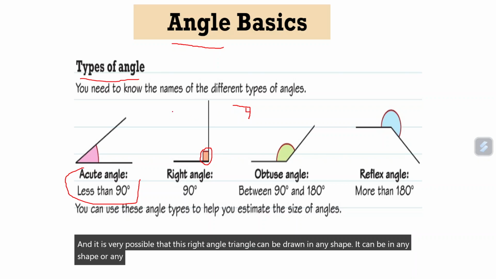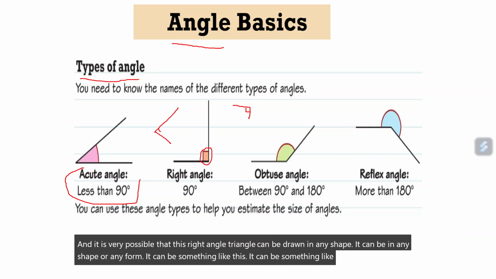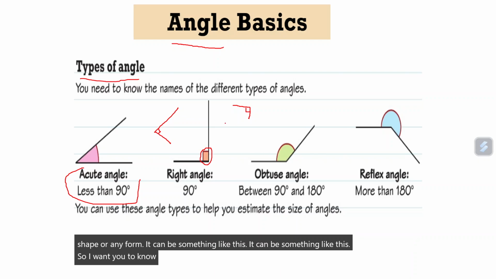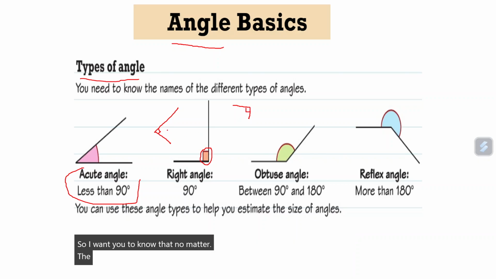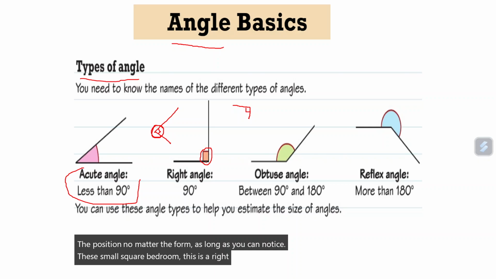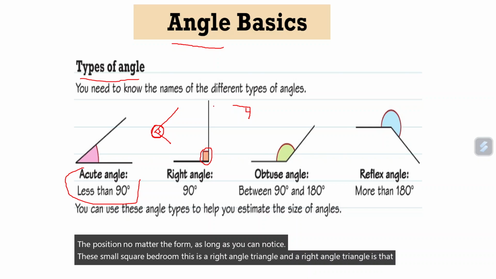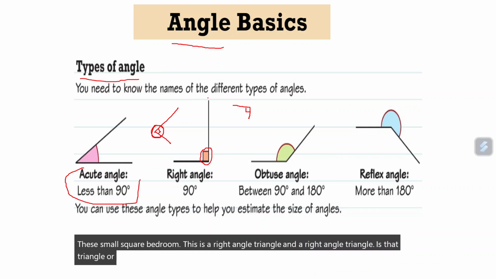It can be something like this. It can be something like this. So I want you to know that no matter the position, no matter the form, as long as you can notice this small square drawn, you know this is a right angle. And a right angle is that angle that has 90 degrees.